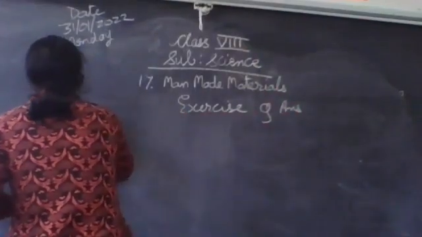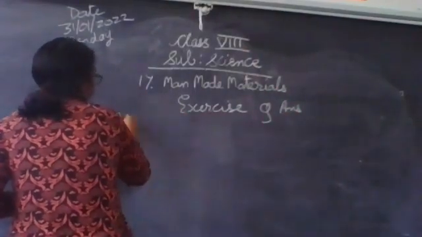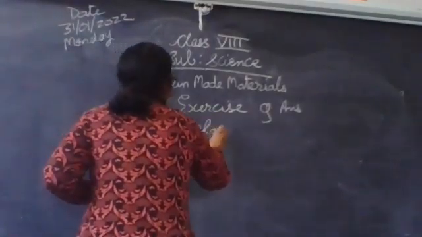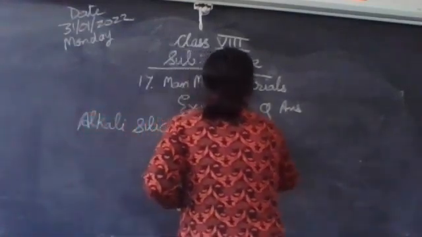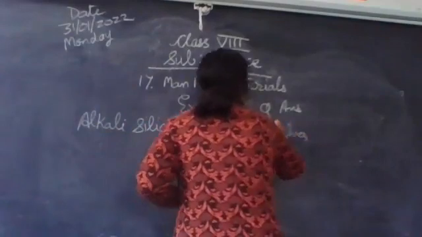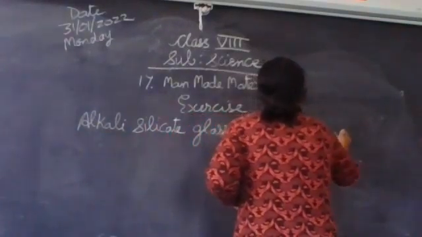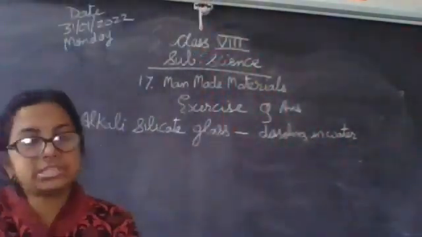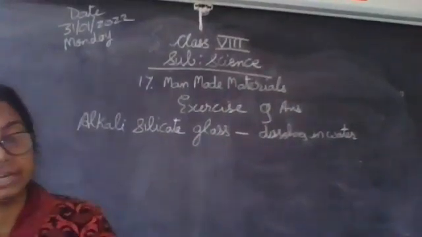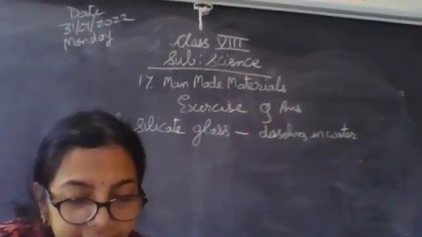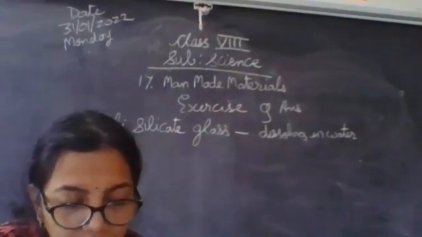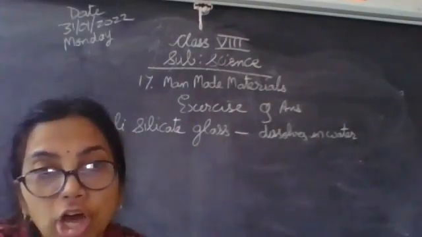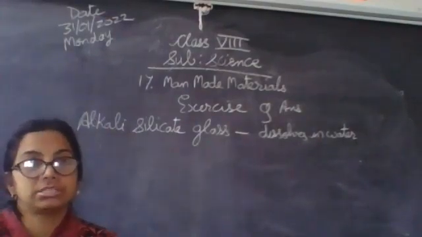There are different types of glasses. Out of that, alkali silicate glass is the one which dissolves in water. Okay. Other glasses that we have studied are silicate glass, silica glass, borosilicate glass, then lead glass, optical glass, colored glass, and processed glass, other than your alkali silicate glass. Okay.